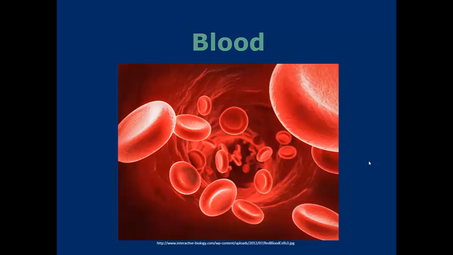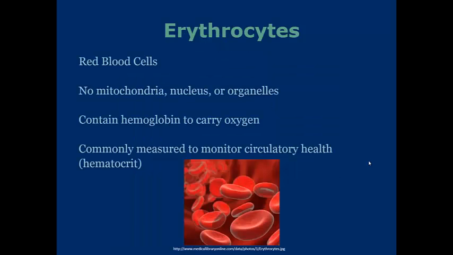So we've gone into the heart and its anatomy. Now we're going to talk about what it's pumping, blood. Blood is comprised of several components: assorted salts, solutes, water, red blood cells, white blood cells, and platelets.